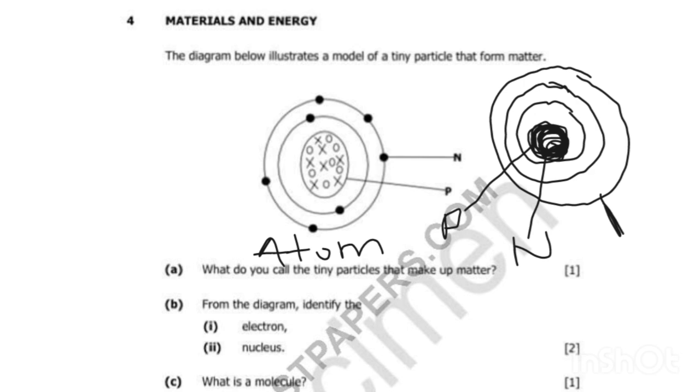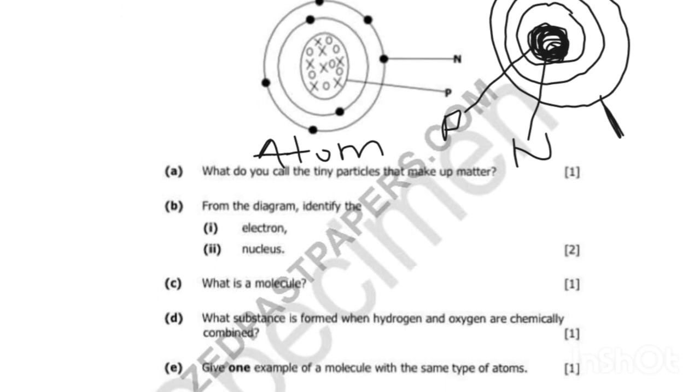So now we are told from the diagram, identify the electrons. How can we identify the electrons? We know that electrons are found in where? In shells. These are the shells. So the electrons, it's N. Then the nucleus, it is P.